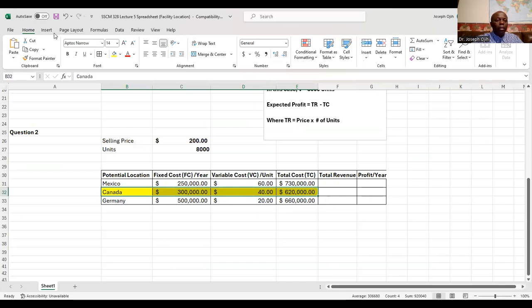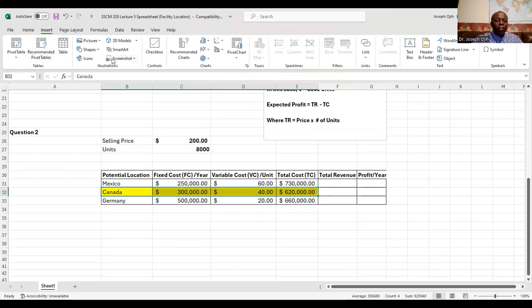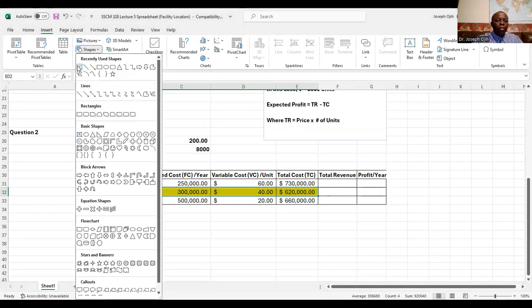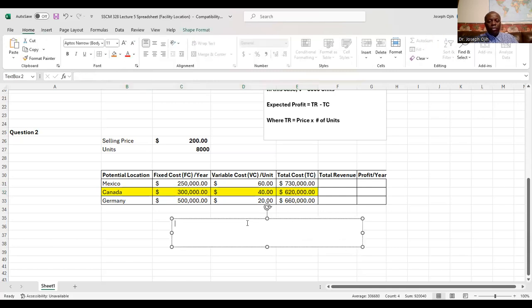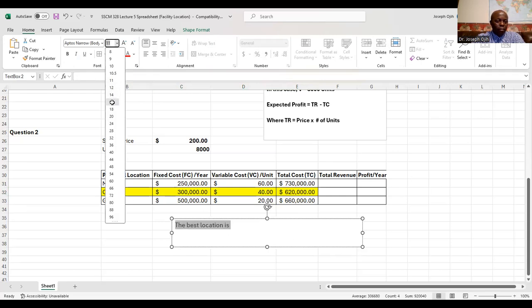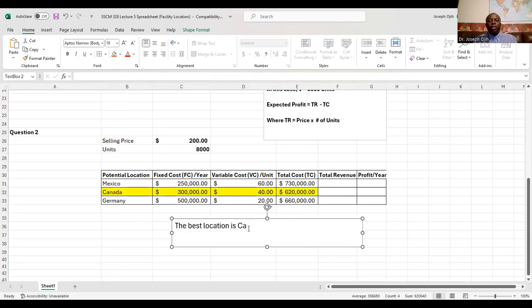So you can write here, let me put a text box there, so we can write it. The best location is Canada, based on our calculation here. The best location is, let me make it larger, probably 16 or even 18, so it can be clear. Yep, is Canada. So this is how you answer this kind of question.